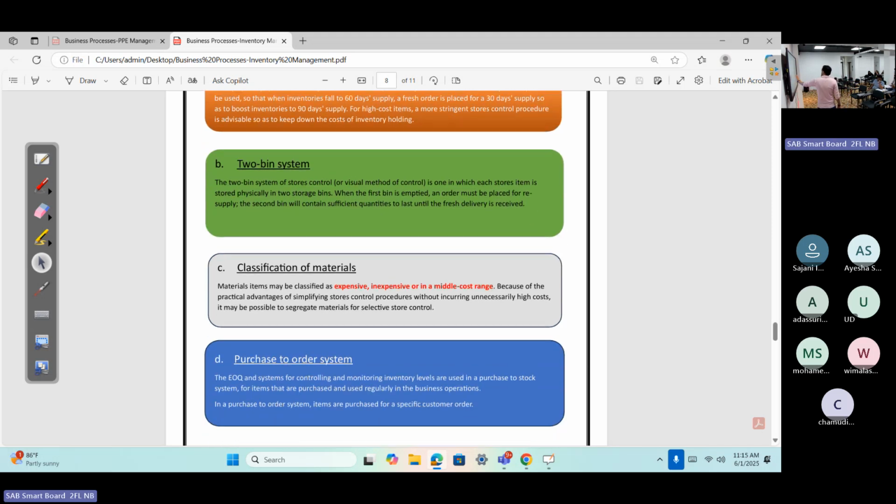Classification of materials: expensive, inexpensive, and middle cost range. Likewise, they can classify and they can order accordingly.